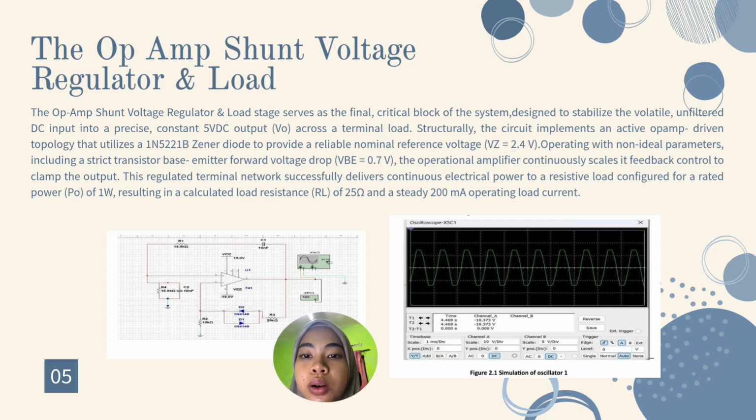Okay, the next slide is the operational amplifier, shunt voltage regulator and load. This is the final stage of the circuit. Its function is to stabilize the DC voltage and produce a constant 5 volt output. The circuit uses a 1N5221B Zener diode as a 2.4 volt reference voltage and an operational amplifier to control the output voltage. A transistor with a 0.7 volt base emitter voltage drop helps regulate the output. Finally, the circuit supplies a 5 volt output to a 25 ohm load, delivering 1 watt of power with a load current of 200 milliampere.